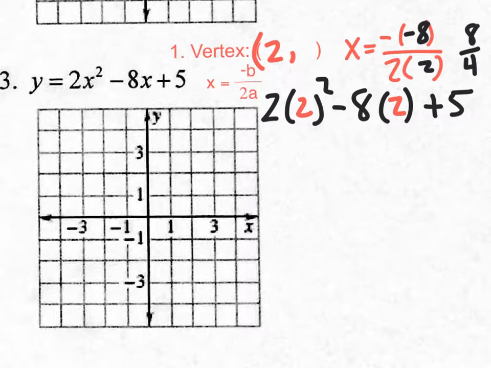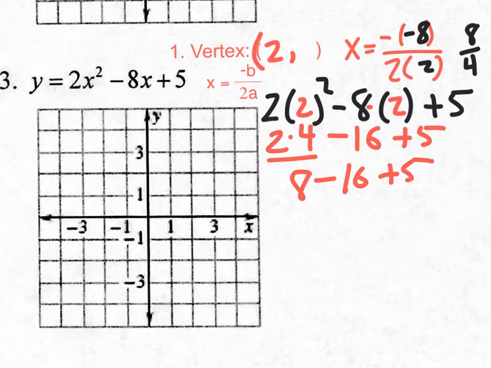inside the equation. So working this out using the correct order of operations, you do the exponents first. There's nothing to do inside of the parentheses. So 2 squared is 4, and you have 2 times 4 minus 16, because 8 times 2 is 16, plus 5. Might as well do this final multiplication, 8 minus 16 plus 5. So we're going to get a negative 8 plus 5. Negative 8 plus 5, that is negative 3. So my y value is negative 3. So there's my vertex, 2, negative 3.